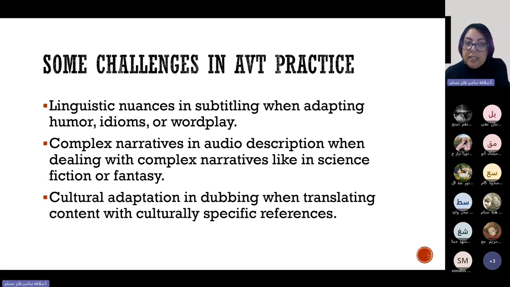Some challenges in AVT practice are linguistic nuances, as we said. Linguistic nuances are the differences that occur between the source text and the target text. You need to know as a translator how to translate these nuances, taking into consideration the culture of the target audience.